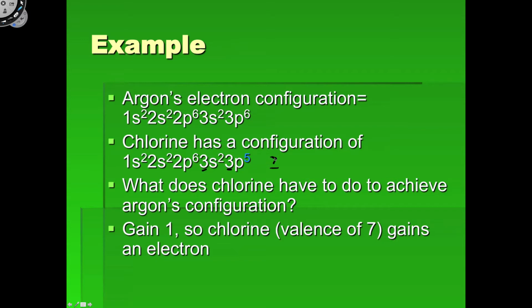So what does chlorine want to do? Well, it wants to gain 1 electron. And if it gains 1 electron, it will look just like argon's configuration, because it wants to look like its nearest noble gas. So chlorine is going to gain that 1 electron, but it has to give up its identity and become a compound for that to happen.